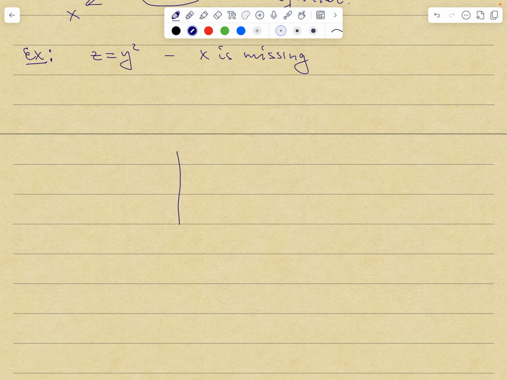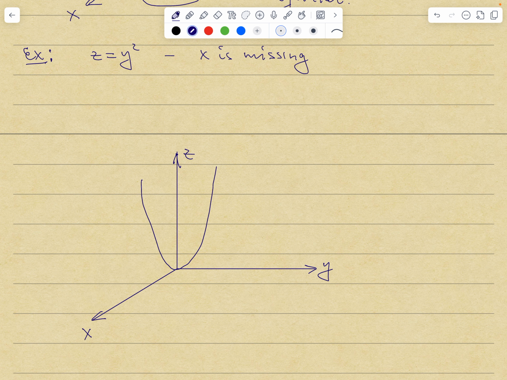So this should be fairly straightforward again, because z equal to y squared, that's a graph in the zy plane, and that's a parabola, right? So it's a parabola like this, or like that. And so now I have to take this parabola and shift it up and down the x-axis.